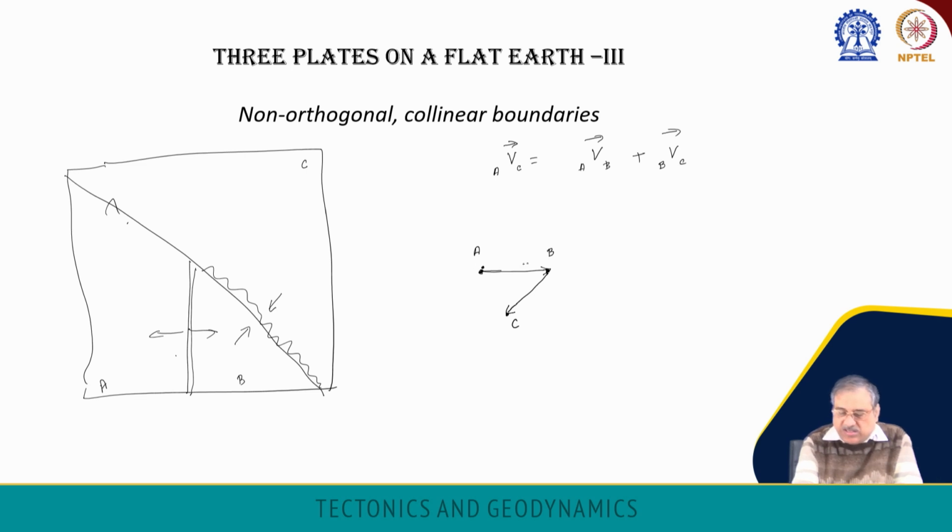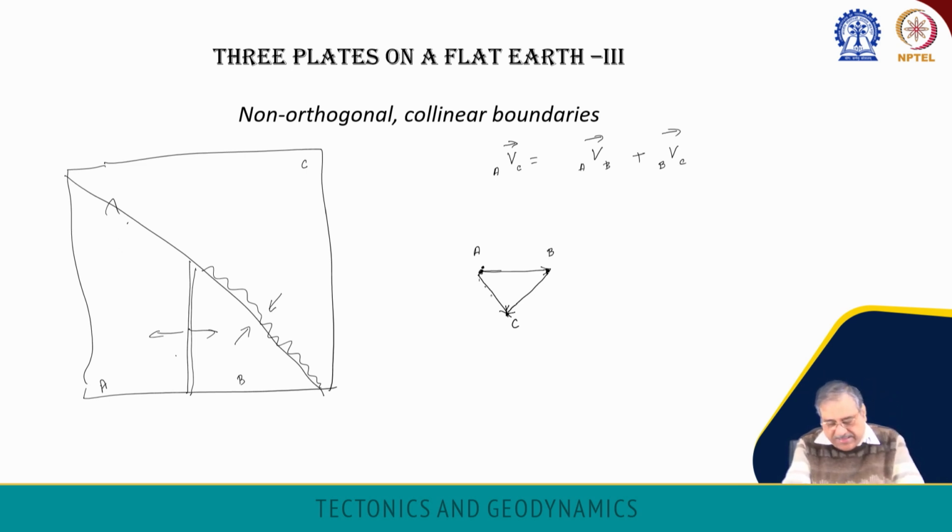So this represents the relative velocity of B with respect to A. This represents the relative velocity of C with respect to B, which means that the relative velocity of C with respect to A would turn out to be like this. So the arrow would be on this side. So C would appear to be moving southeastwards with respect to A. Now, to find out the nature of the AC boundary, what do we need to do?